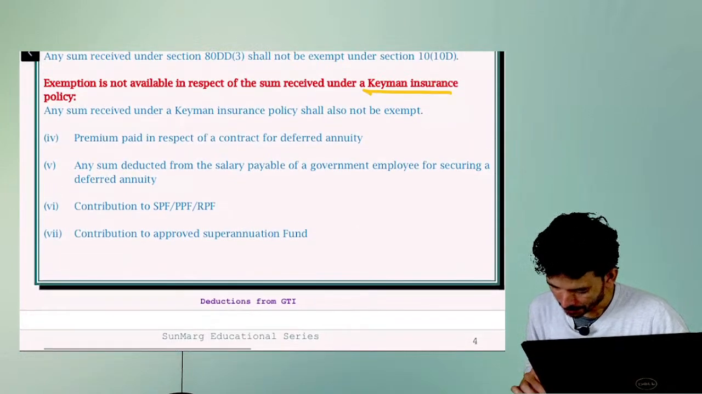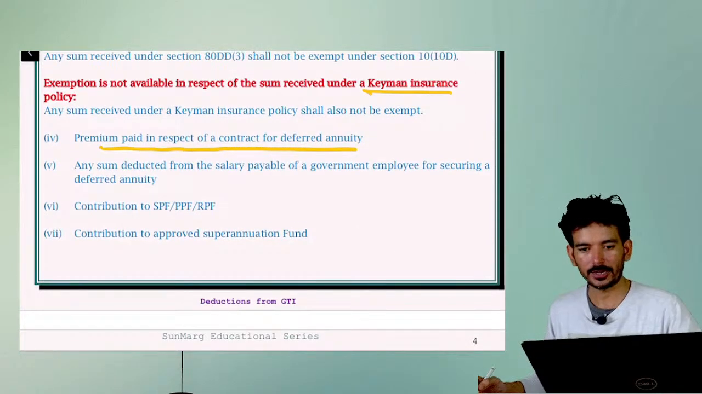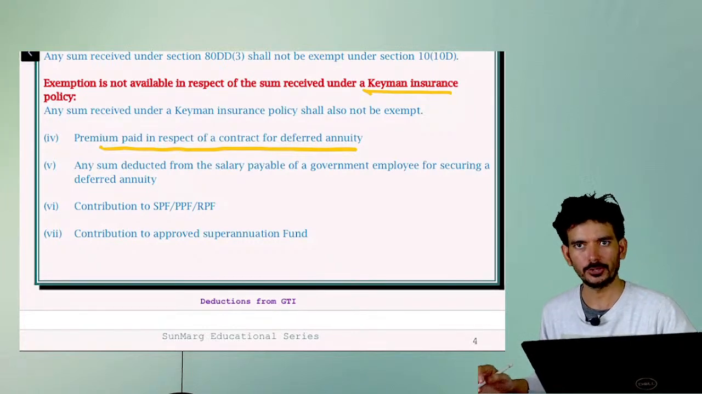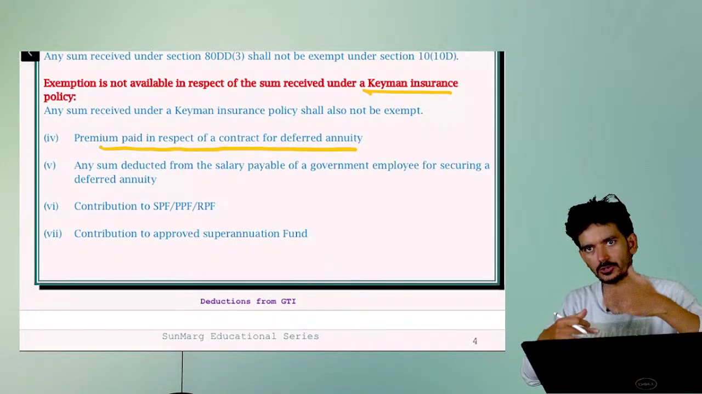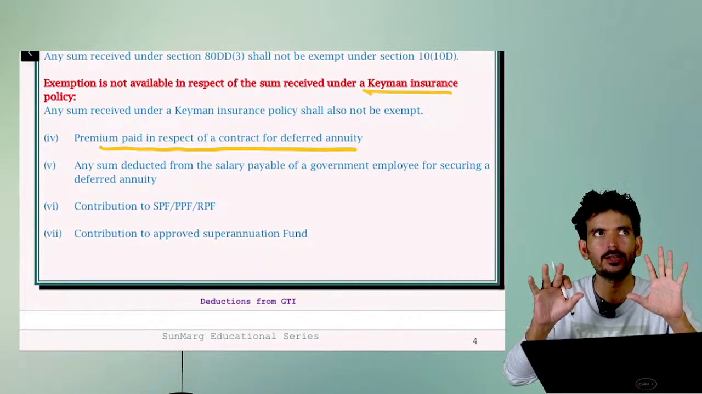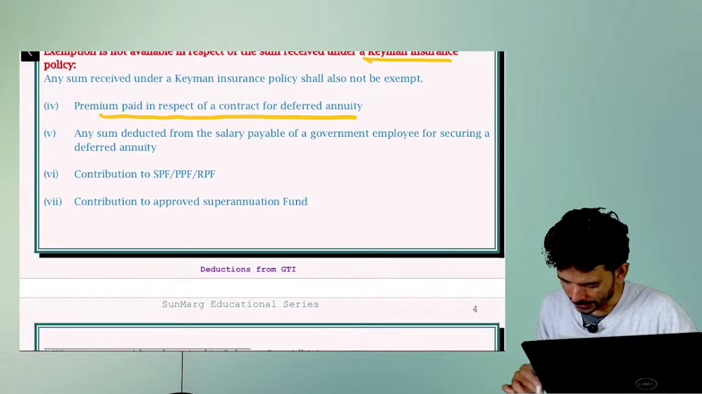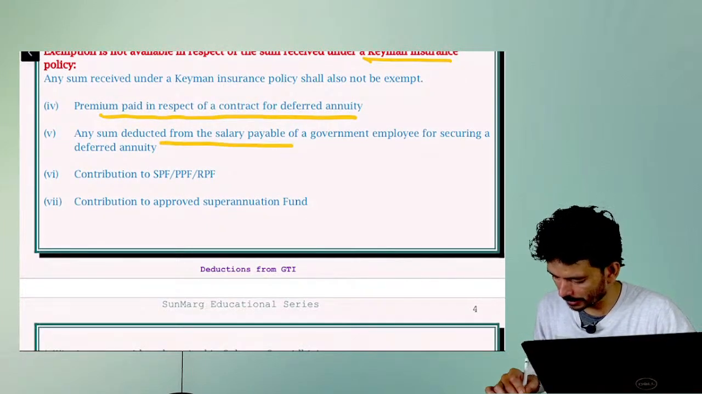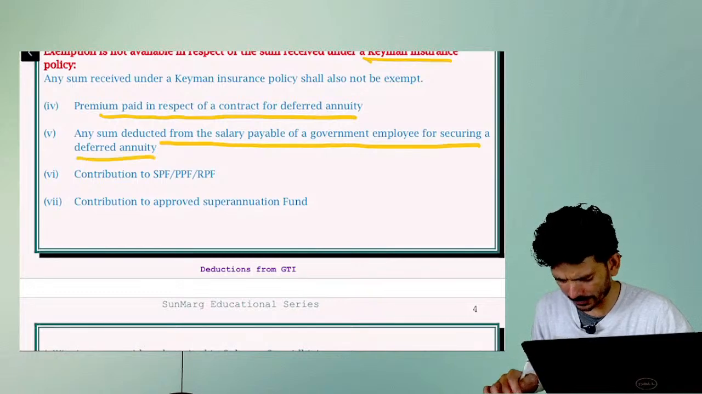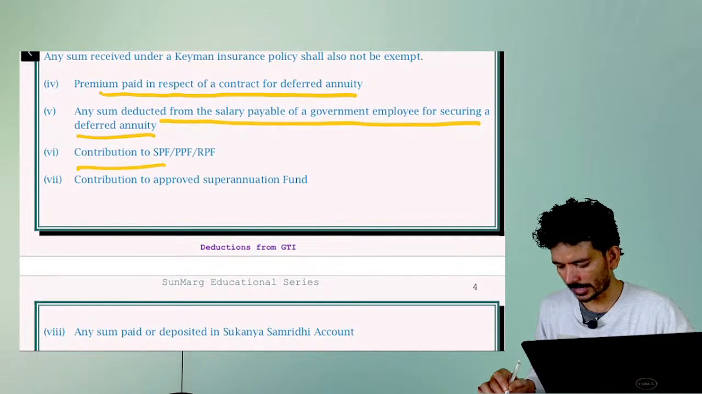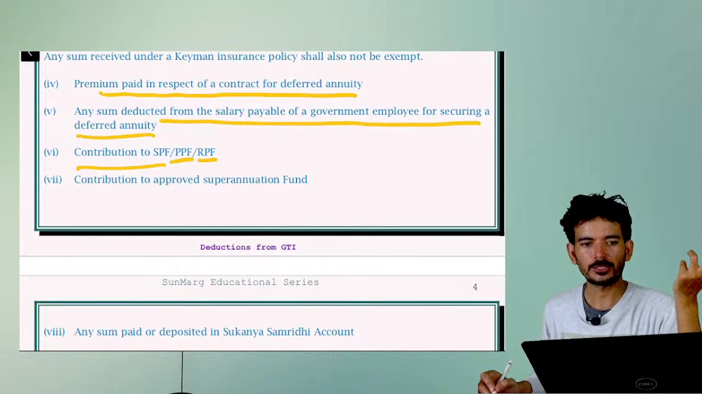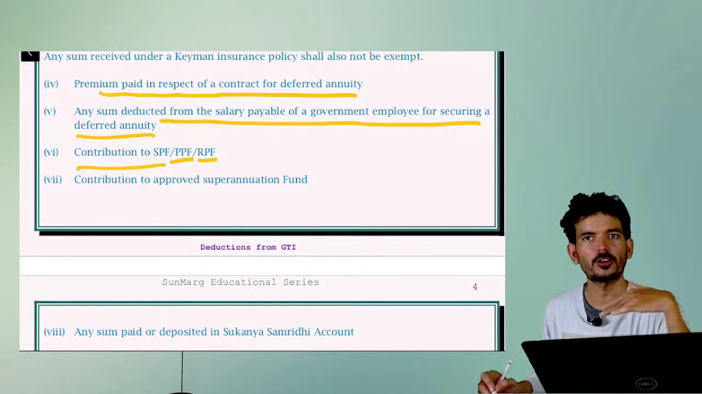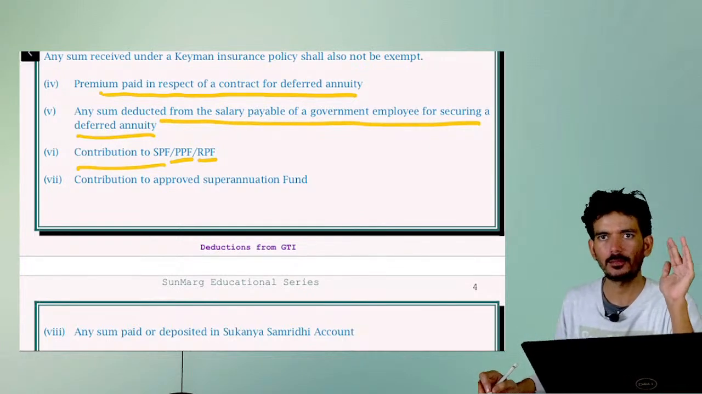Next, premium paid in respect of a contract for a deferred annuity. If you take a deferred annuity, people pay a lump sum amount but get the money from the insurance company later, like people who take it for retirement. Also any sum deducted from salary payable to a government employee for securing a deferred annuity, and contribution to statutory provident fund, public provident fund, or recognized provident fund, any provident fund. PPF is for general people, SPF is for government employees, and recognized provident fund is for normal employees. All this will come under 80C only.